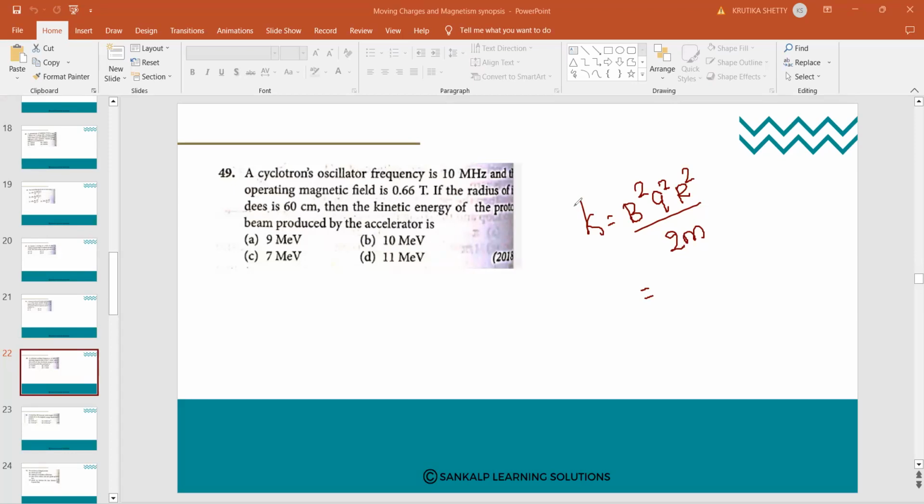Next is r value, 60 centimeter. So convert 60 centimeter to meter. Then after that, 2 into m. M is mass of the proton. It is 1.67 into 10 raised to minus 27. So calculate the kinetic energy. Hope you will do it. So substitute all the values, simplify.